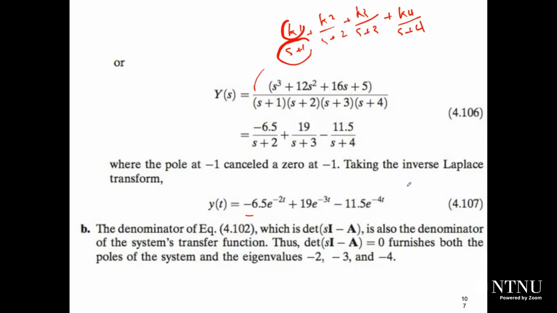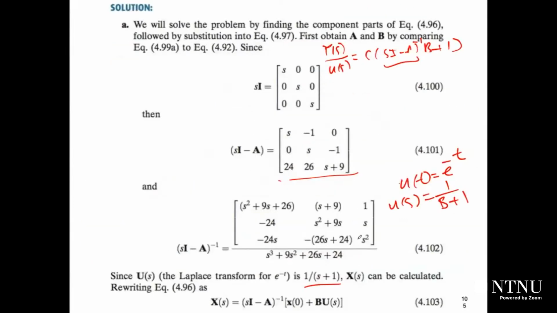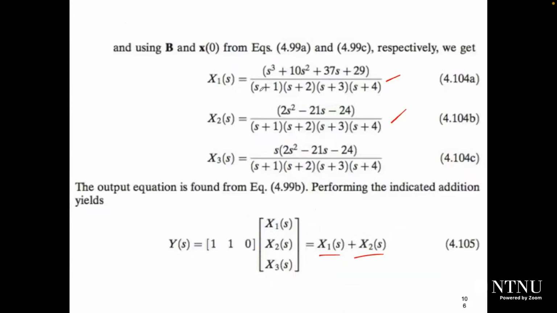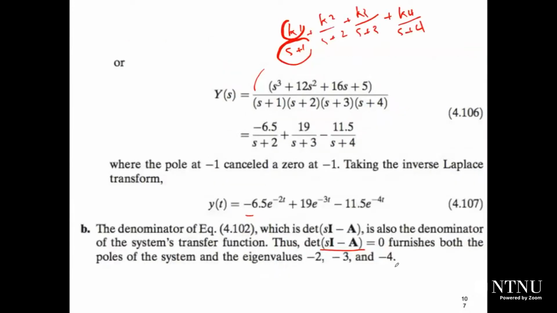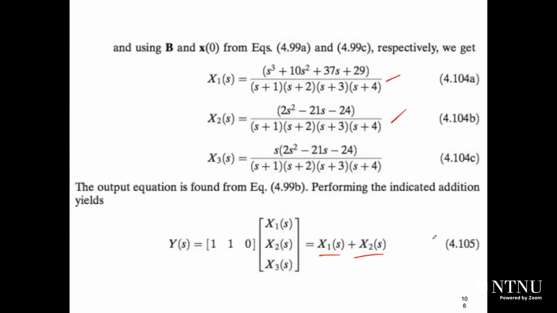If you want to get the eigenvalues, for example, we need to look into the determinant of this equation. We will go back to this part and factorize it, because it will give us the system poles, right? In fact, we did that here: it's s plus 1 multiplied by s plus 2 multiplied by s plus 3 multiplied by s plus 4. So in this case, we have poles at minus 2, minus 3, minus 4.